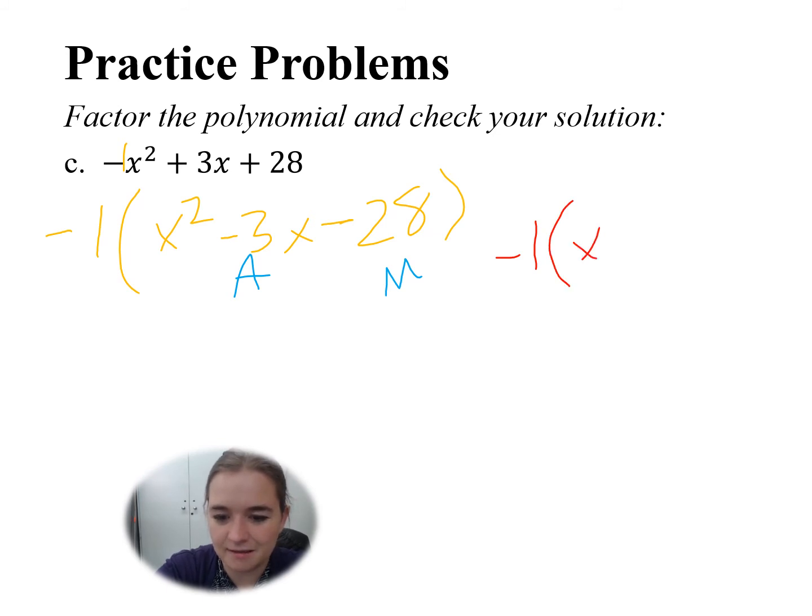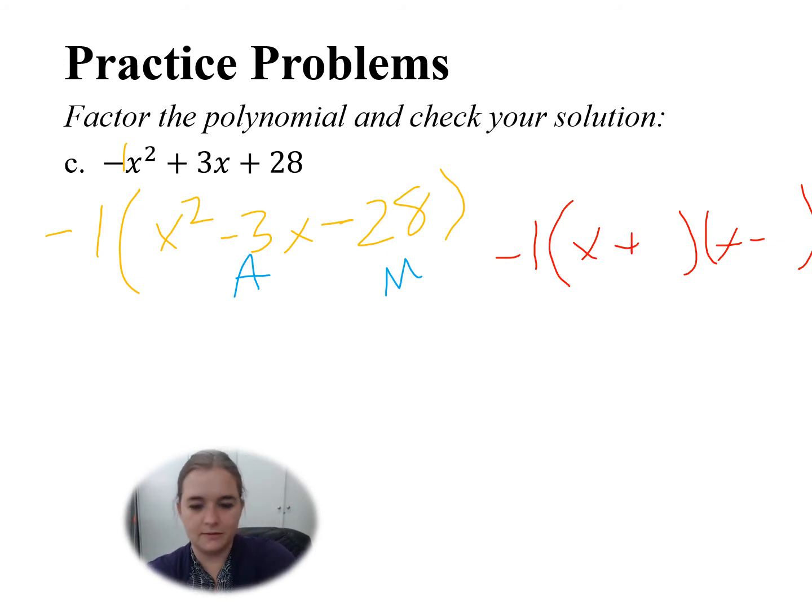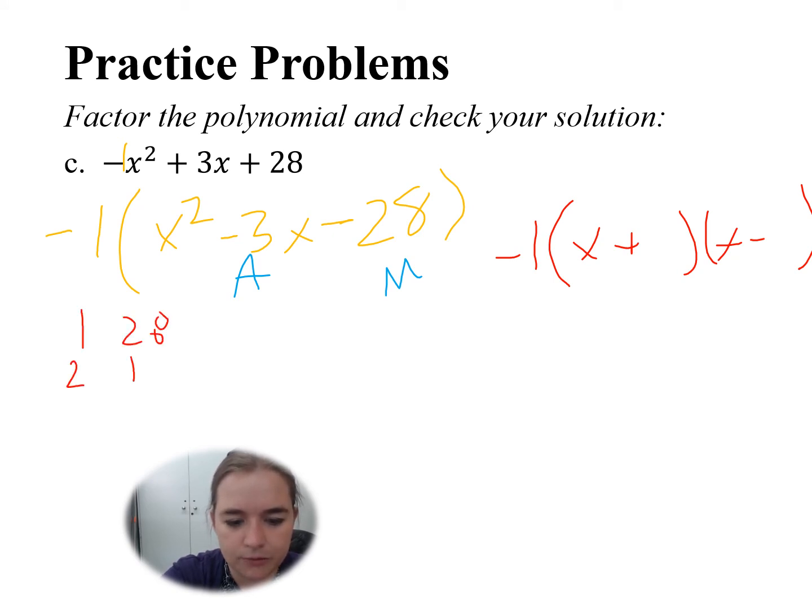I have x plus something and x minus something. I know that I'm going to have one positive and one negative because my product, my multiplication piece, is negative. My sum is also negative, so this time the factor with the greater magnitude, the larger value, needs to be negative. If I think about my pairs here, I can do 1 and 28, 2 and 14, or 4 and 7. I know that I want the greater value to be negative, so I can have 1 and negative 28, 2 and negative 14, or 4 and negative 7.